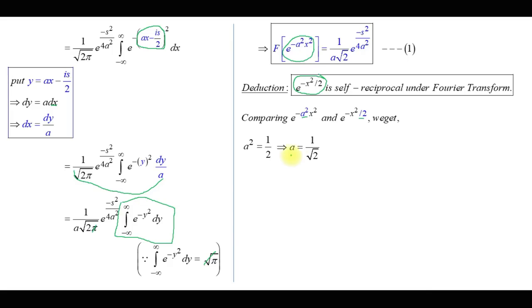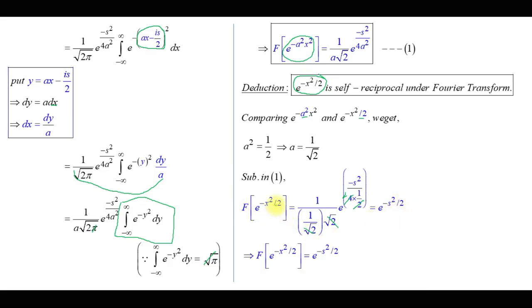So substituting in equation 1, that is, substitute a square equal to 1 by 2 or a equal to 1 by root 2 in equation 1, we have Fourier of e power minus x square by 2 equal to 1 divided by, what is the a value? 1 by root 2 into root 2, e power minus s square by 4 times a square, what is the value of a square? This is 1 by 2. So the square root 2 gets cancelled, which is equal to e power minus s square by 2. That is, Fourier of e power minus x square by 2 equal to e power minus s square by 2.